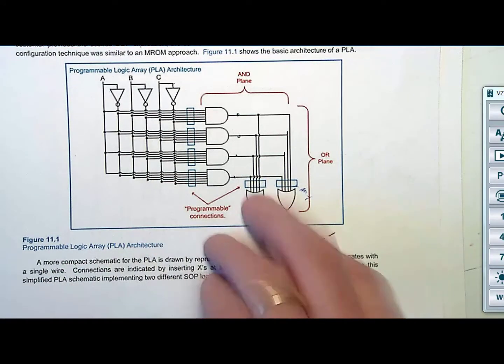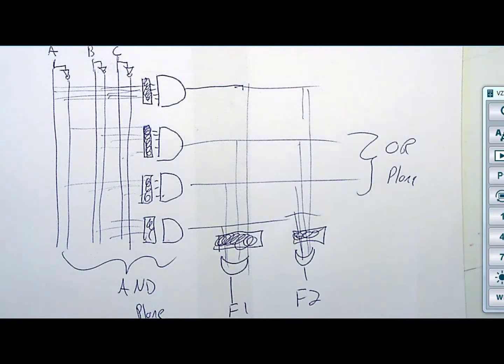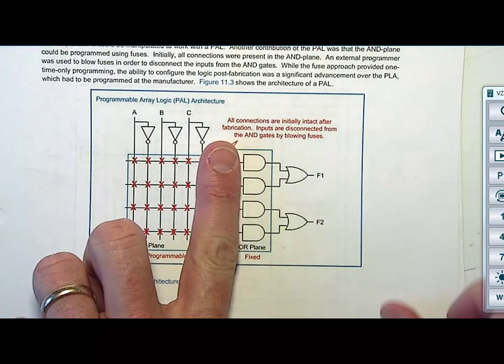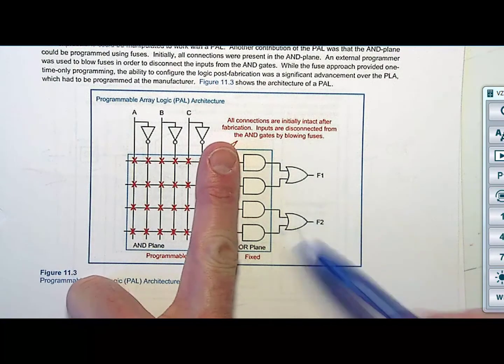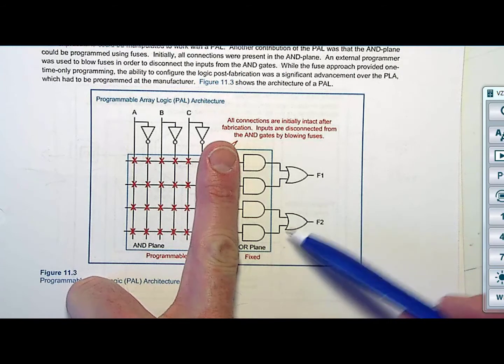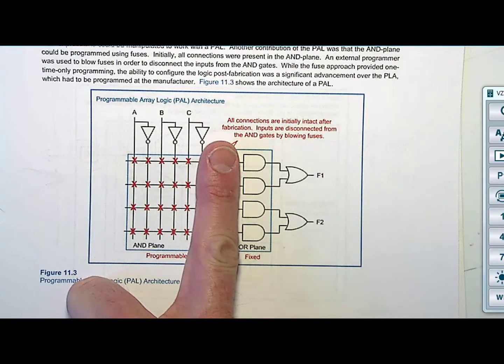So they said, why don't we get rid of that and go on to a new thing, which would look like this. They created what you call a fixed OR plane. Okay? And what that means is that the OR gates were already wired up for you. But you still could program the AND gates. That was good.